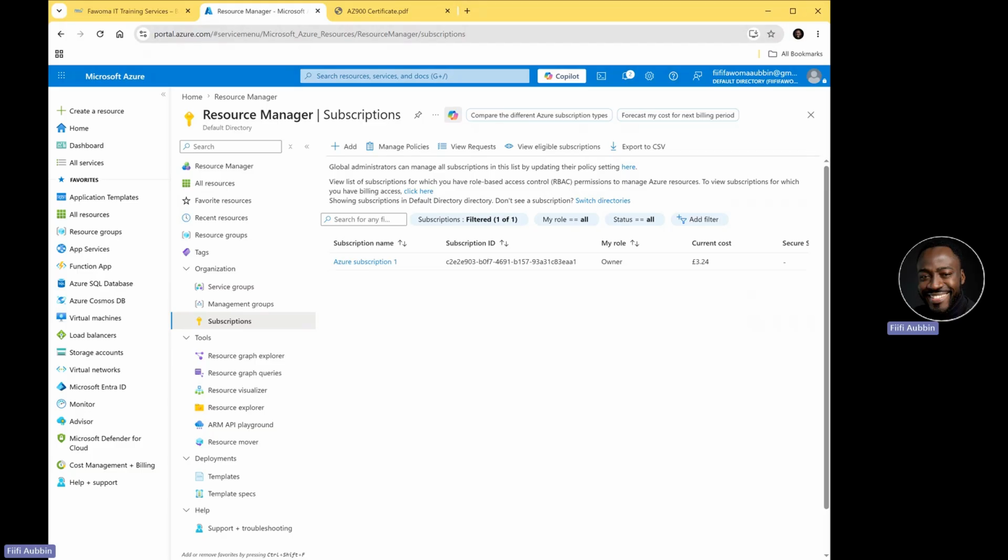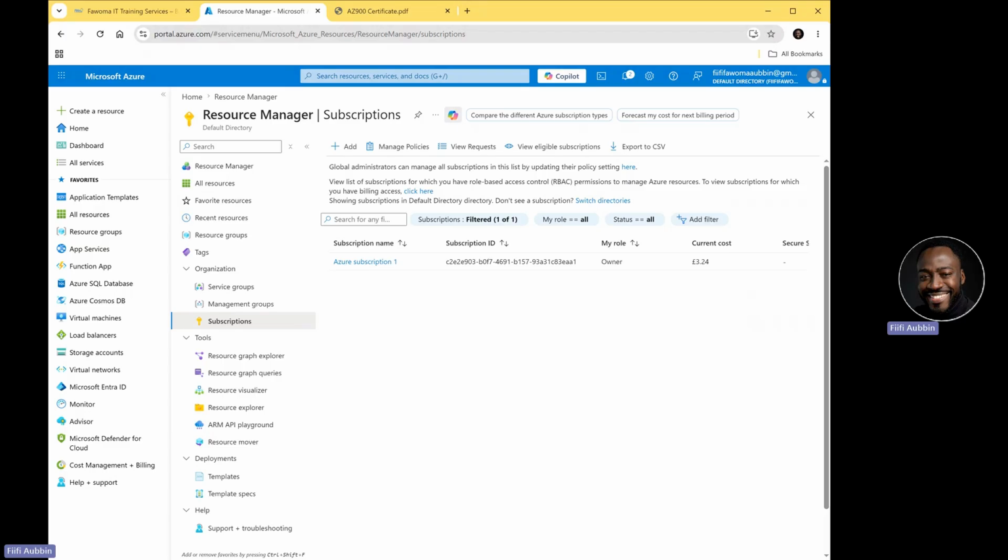You also notice several important pieces of information. You can see the first column, which is my subscription name. We can also see the subscription ID and my role as the owner of this subscription, and it is currently active. And the estimated current cost now stands at £3.24.